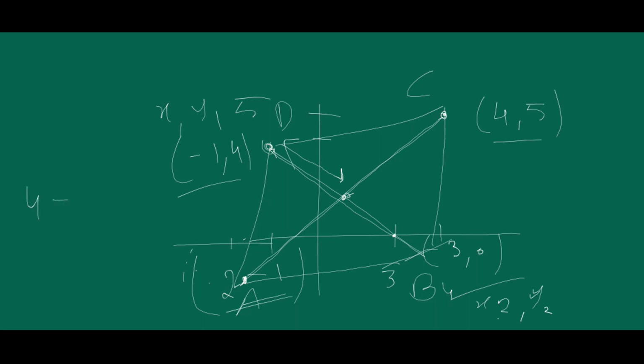That would be 4 minus 2 by 2, and then 5 plus 1 by 2. Okay, just do this one. 4 minus 2 by 2. And what is the other point we had? 3 minus 1, I guess. Okay, 5 plus 1 by 2. Yes.